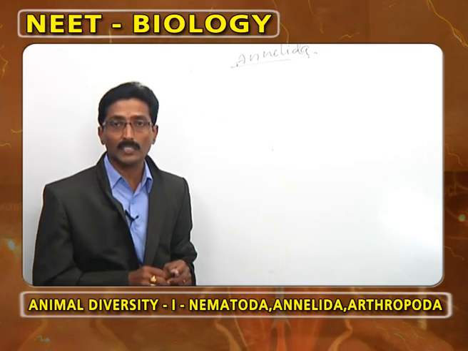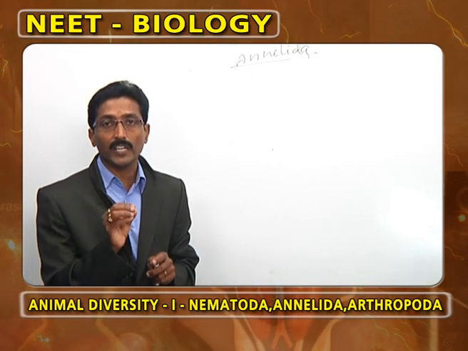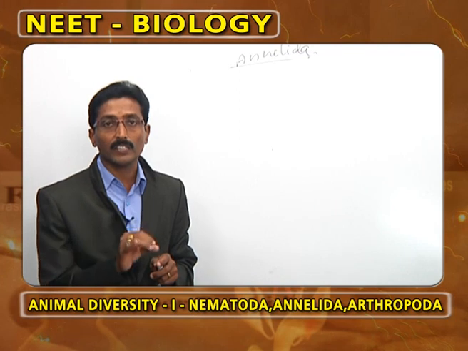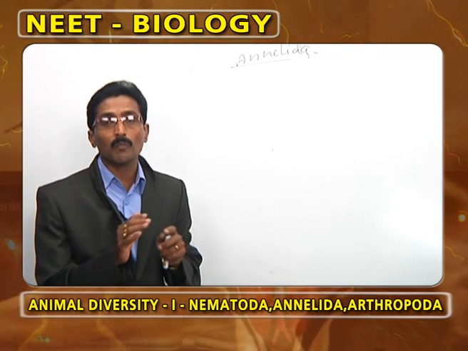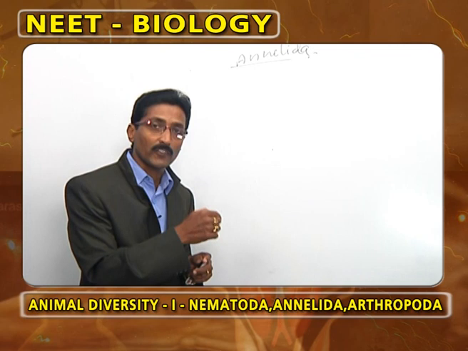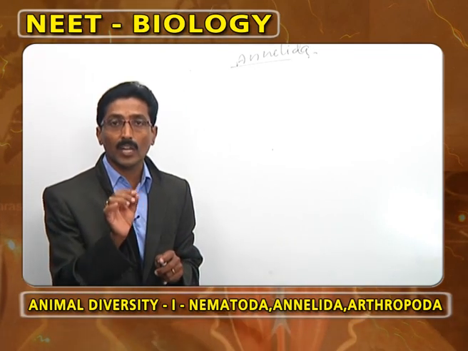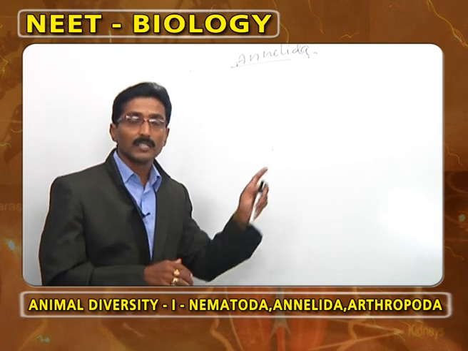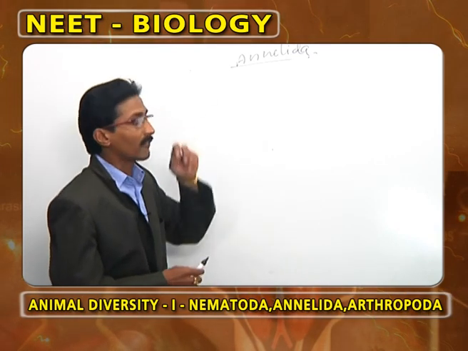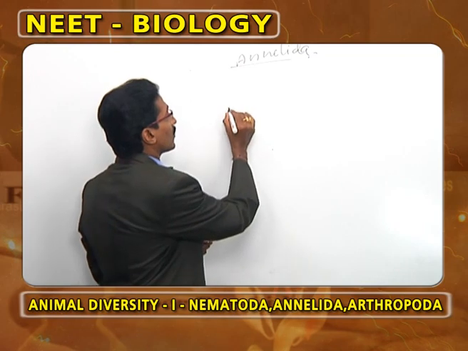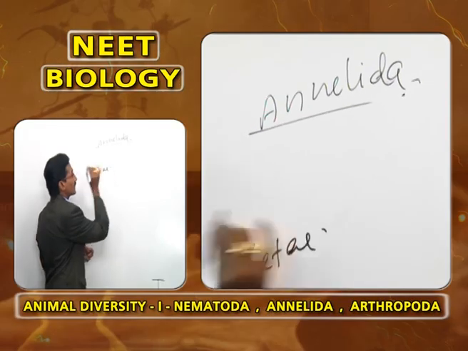And now in the phylum Annelida, as we observe, the body wall has a cuticle. Here the cuticle consists of collagen, gelatin and mucopolysaccharides. But in Nematoda, what is only present in the cuticle? Collagen is only present. But here the cuticle consists of collagen, gelatin and mucopolysaccharides. Now in the phylum Annelida, what are the main locomotory organs? The setae.